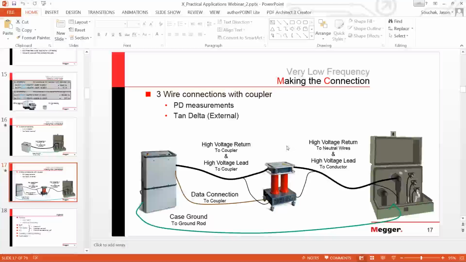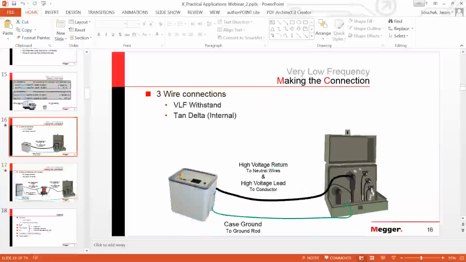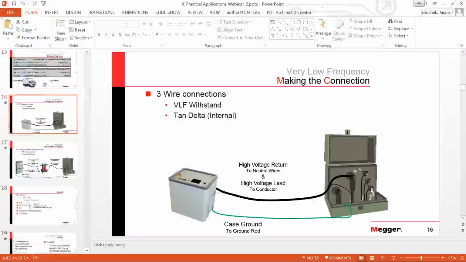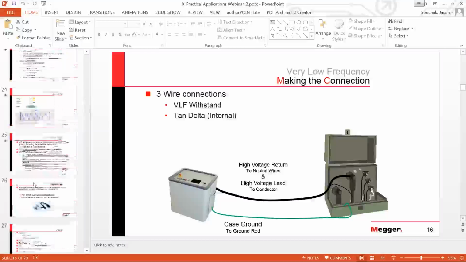We have to bring the high voltage lead through the coupler and out to the cable, and also bring a data connection and the high voltage return as well. But the connection is very similar to that. It depends on if your device has the tan delta built inside, like this one, or if you need to use a coupler. To the other question here, what does the measurement 6 to 10 points mean, and what type of connection? So the connections are as described here.